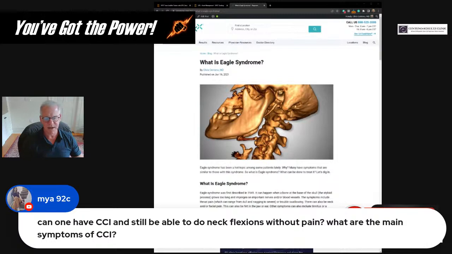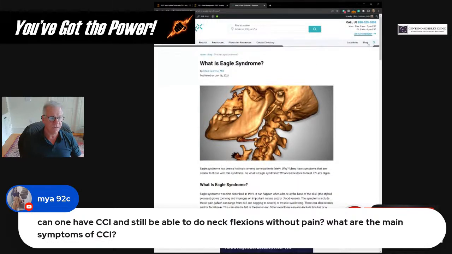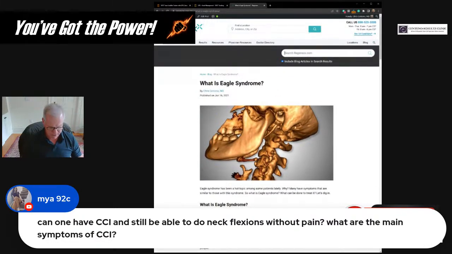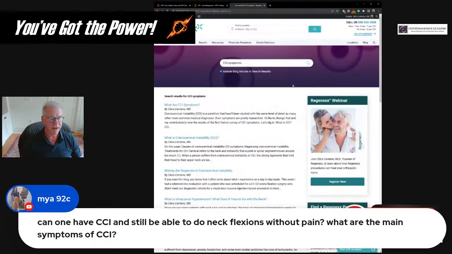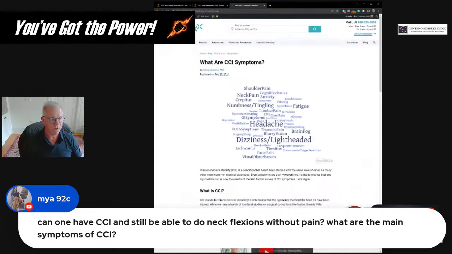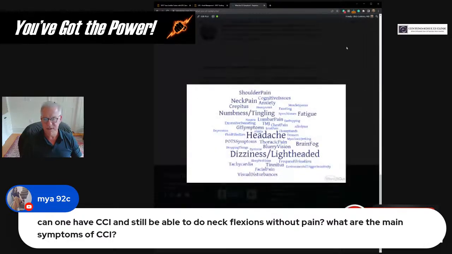Maya, can one have CCI and still be able to do neck flexion without pain? Yeah, Maya, so for the main symptoms of CCI, if you go to the same website and you just type in CCI symptoms, those will come up. Those are common CCI symptoms there. The larger words correspond to more common complaints from CCI patients.